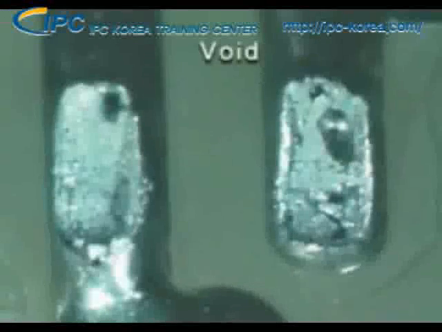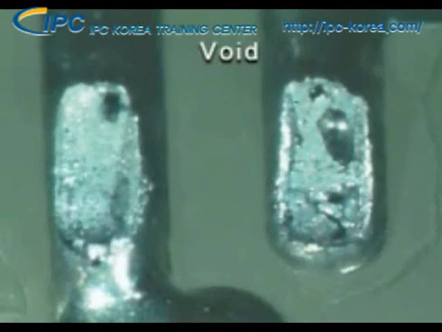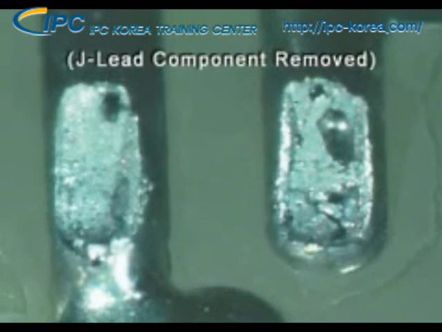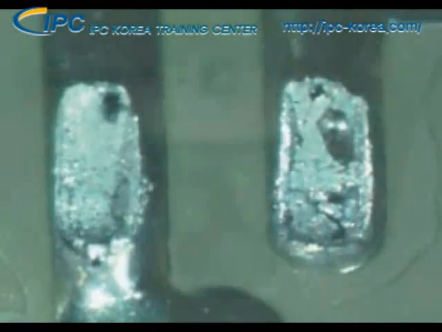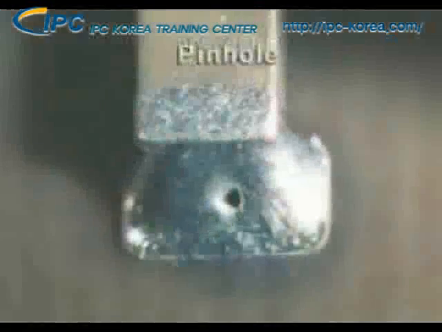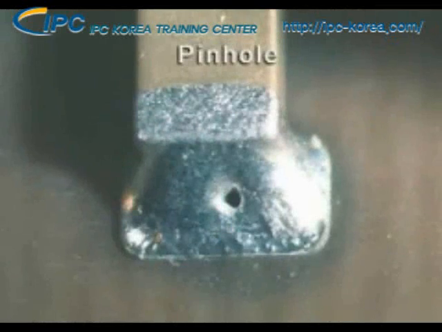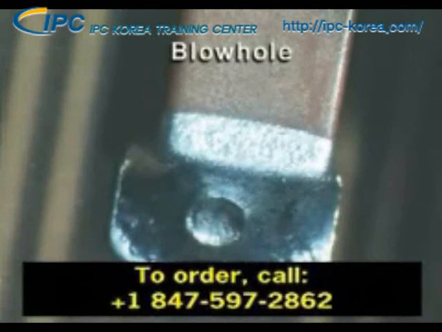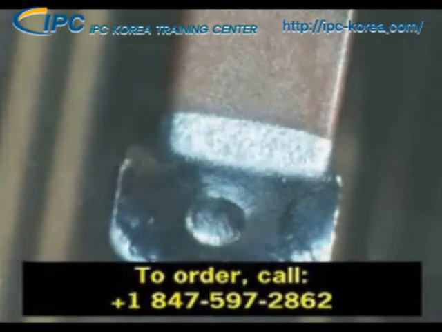A void is an open area caused by air trapped within the solder joint. This is an allowable condition as long as solder joint dimensional requirements are met. Voids are an example of a process indicator. Pinholes and blowholes are also process indicators. Blowholes are larger than pinholes and are created when heated gas escapes from inside the solder joint.